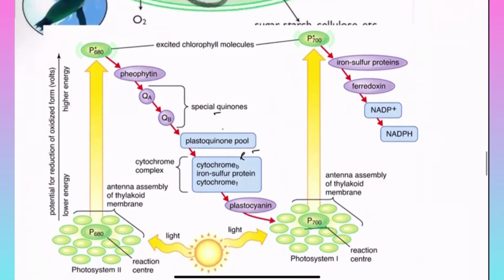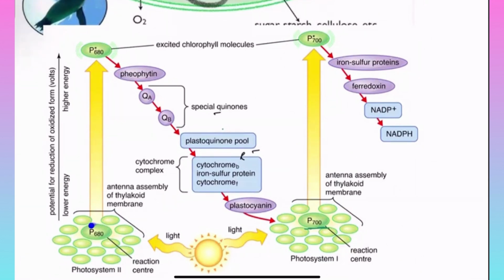The light reactions. What happens in the light reaction? There are two photosystems, photosystem 2 and photosystem 1. Everything starts from photosystem 2. When sunlight falls on photosystem 2, the chlorophyll pigments which are present here absorb the light and release electrons.